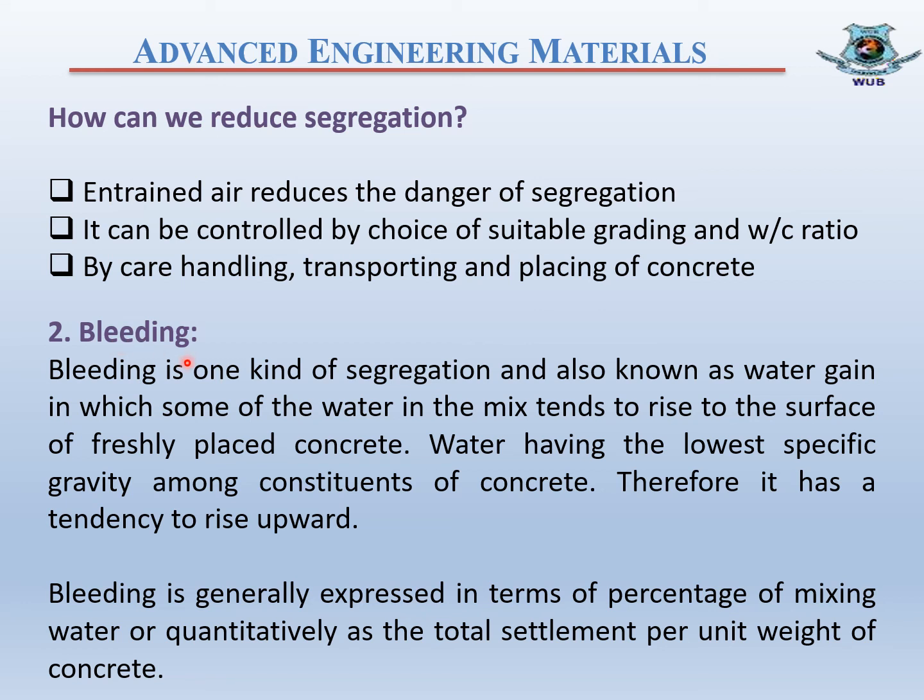Bleeding. Bleeding is one kind of segregation and also known as water gain, in which some of the water in the mix tends to rise to the surface of freshly placed concrete. Water has the lowest specific gravity among constituents of concrete. Therefore, it has a tendency to rise upward. This upward rise of water is known as bleeding or water gain. Bleeding is generally expressed in terms of percentage of mixing water or quantitatively as the total settlement per unit weight of concrete.